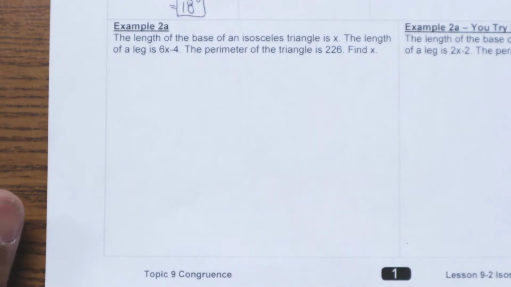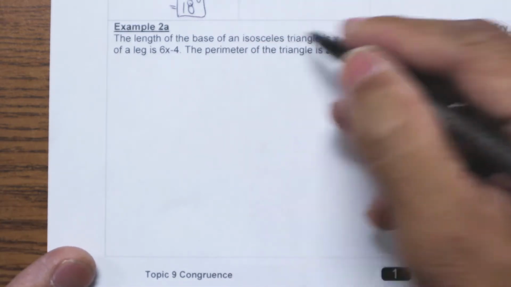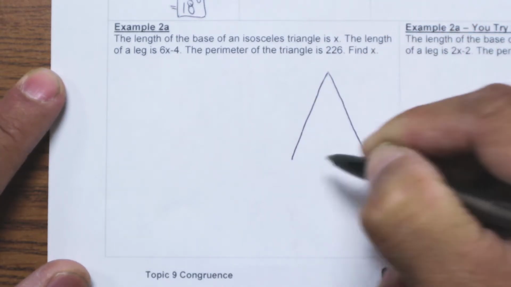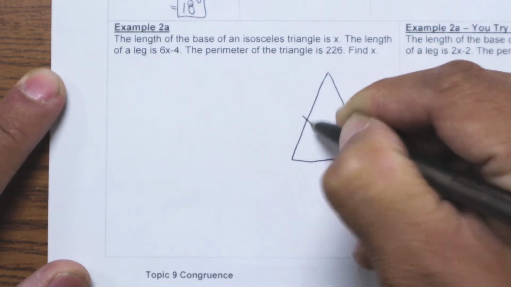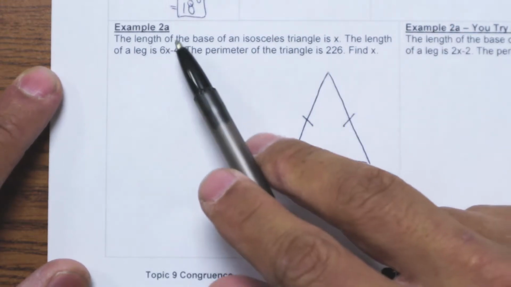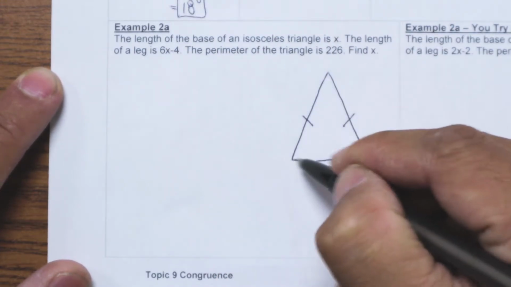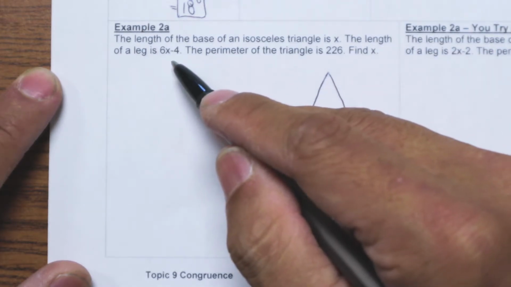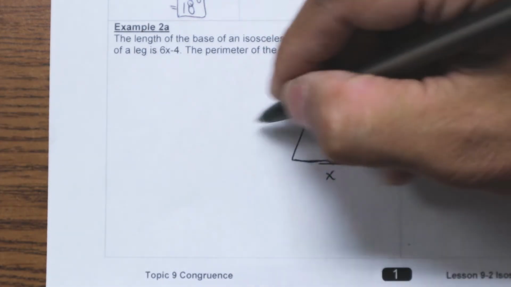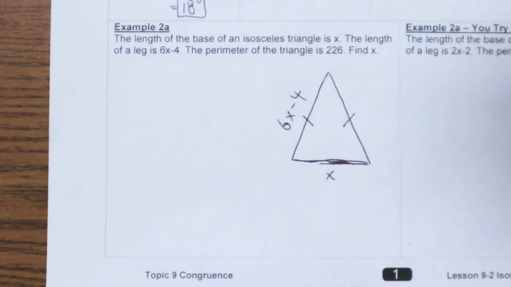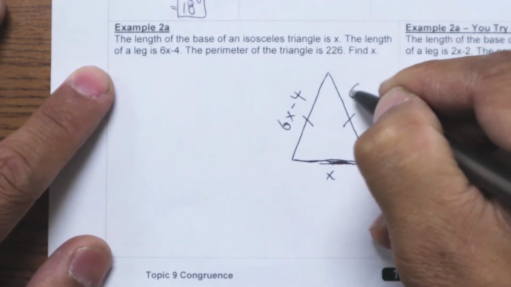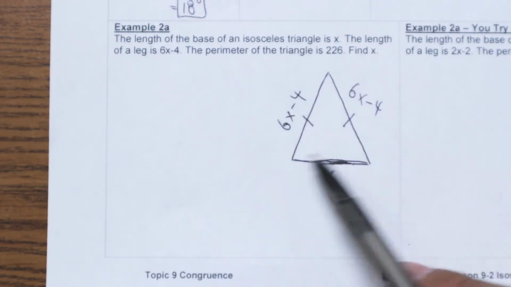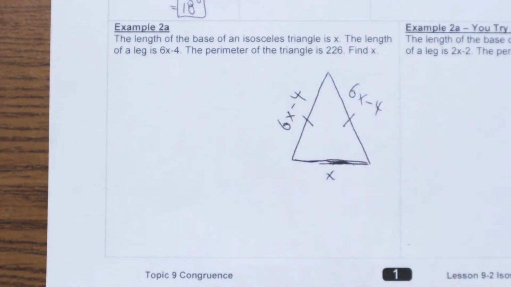So let's draw out the diagram. It says an isosceles triangle, so you could just draw any isosceles triangle, okay? And we're just going to label two of the sides being the same. It says the base is x. So since this is the base, we're going to say this is x. And then it says the leg is 6x minus 4, which is going to be the same on both sides here. So 6x minus 4 and 6x minus 4. And the perimeter just means that all three sides add up to 226 units.